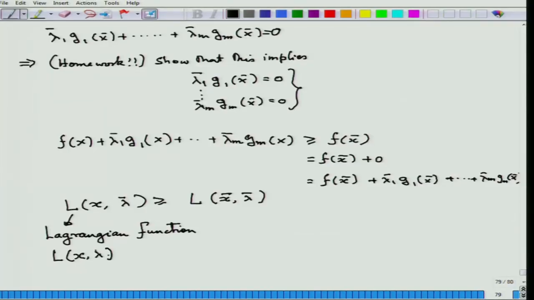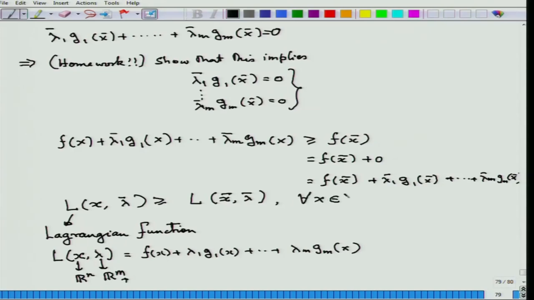The Lagrangian function L of x, lambda, for any x in R^n and lambda in R^m plus, is defined as f of x plus the sum of lambda i g i of x. So this now would be defined like this. This is true for all x in X, because I have not chosen only an x which is feasible. So for any x in X, this is true. So I have shown the existence of a lambda bar such that this holds, and this is what is called the Lagrangian function.